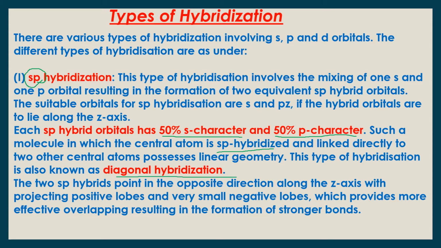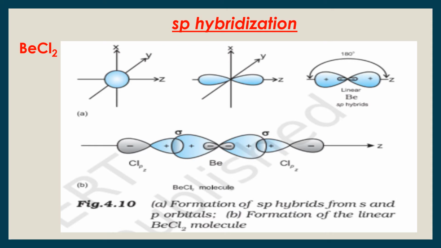The two sp hybrids point in the opposite direction along the z-axis with the projecting positive lobes and very small negative lobes, as I just told you in the example of CH4 carbon: positive lobe maximizes and negative lobe minimizes, which provides more effective overlapping, resulting in the formation of stronger bonds. The example of sp hybridized: for finding out the hybridization, you just see what is the central atom. Like beryllium is the central atom here. So I will write the configuration of beryllium, the outer electrons only, valence electrons, because they take part in bonding, right? So I will take BeCl2.